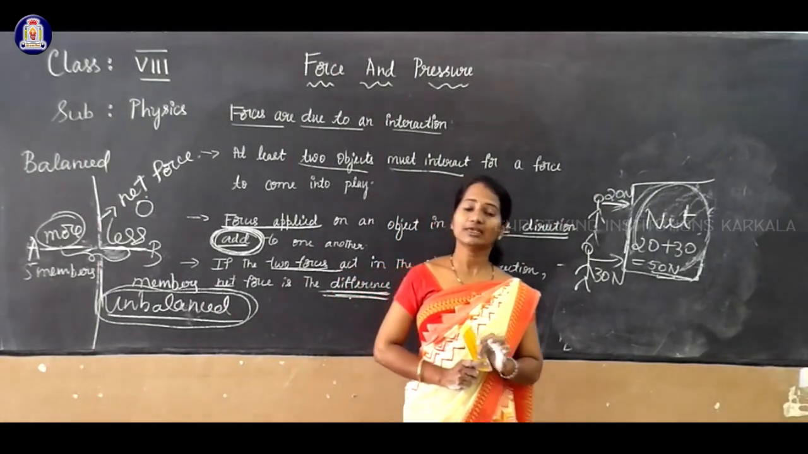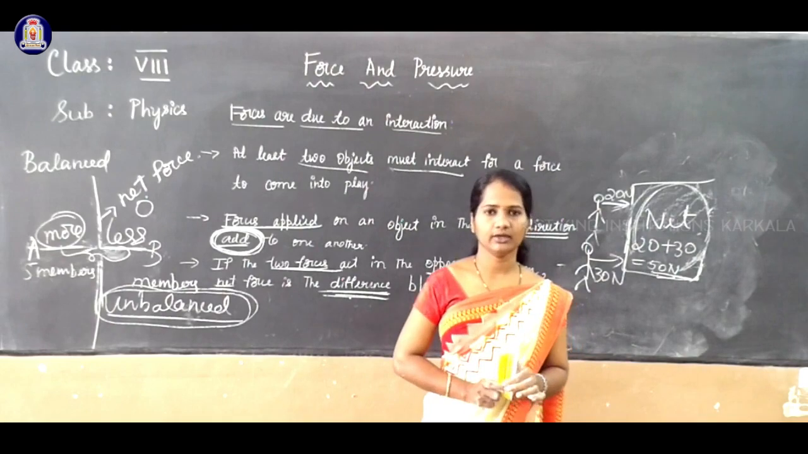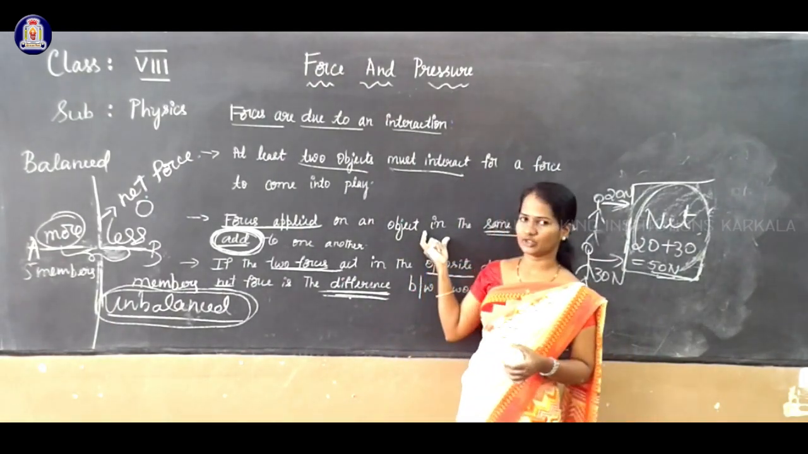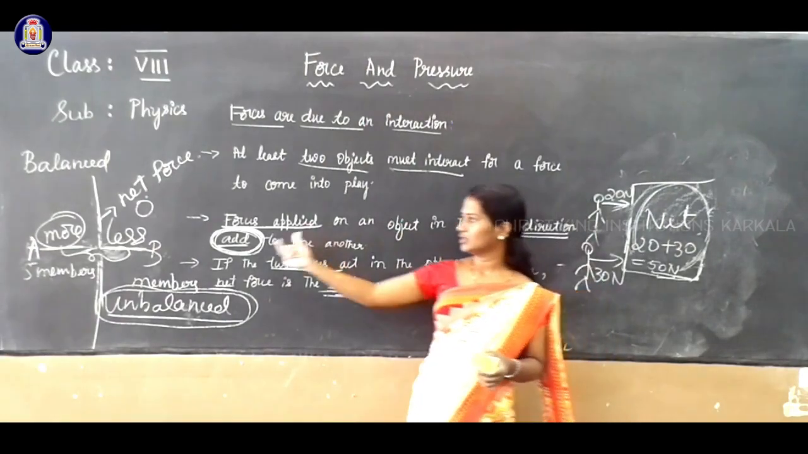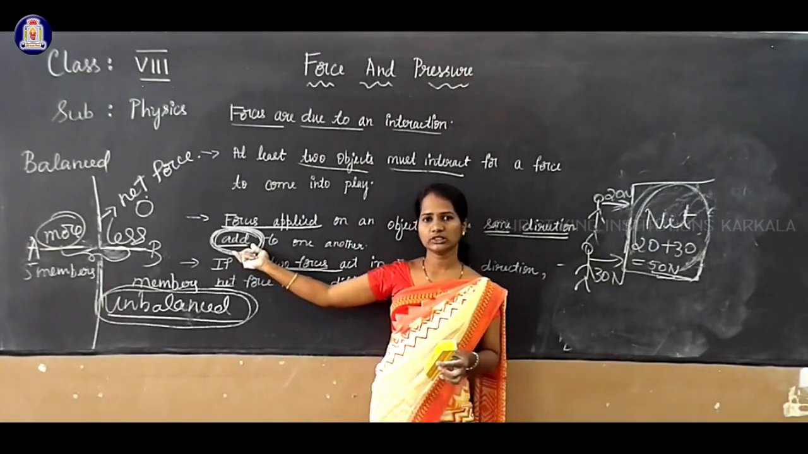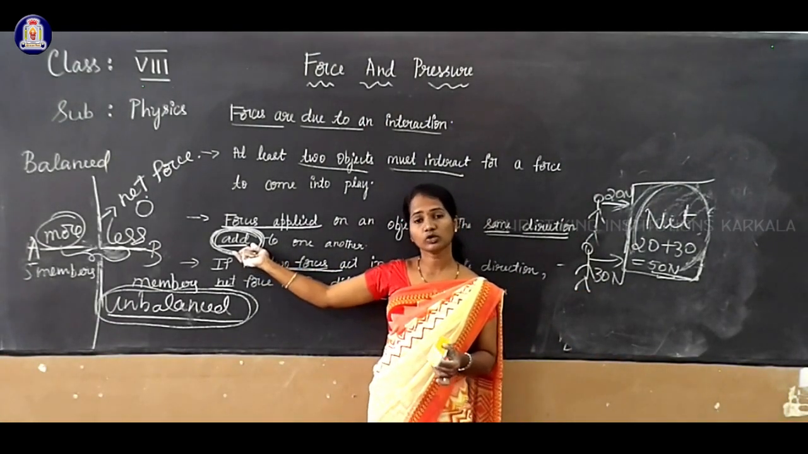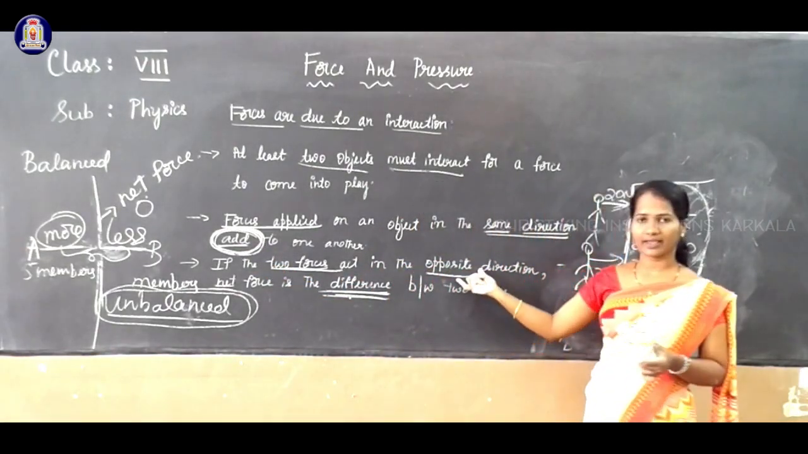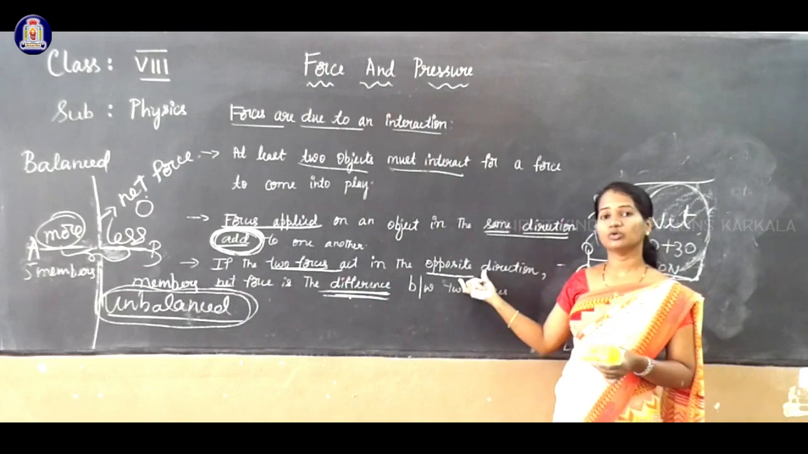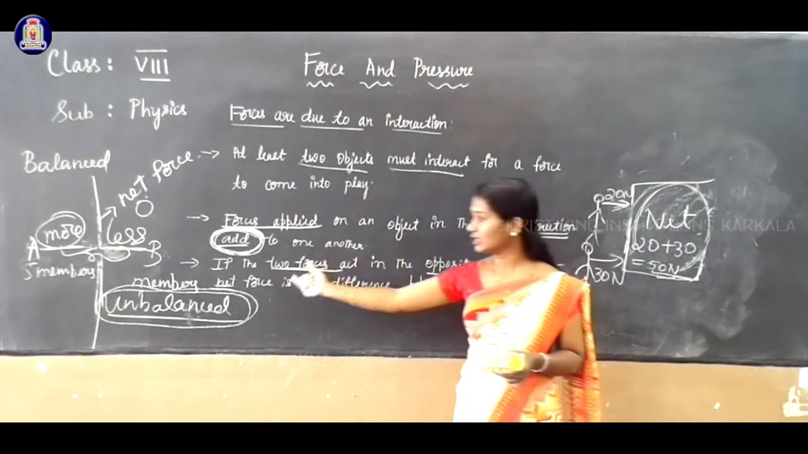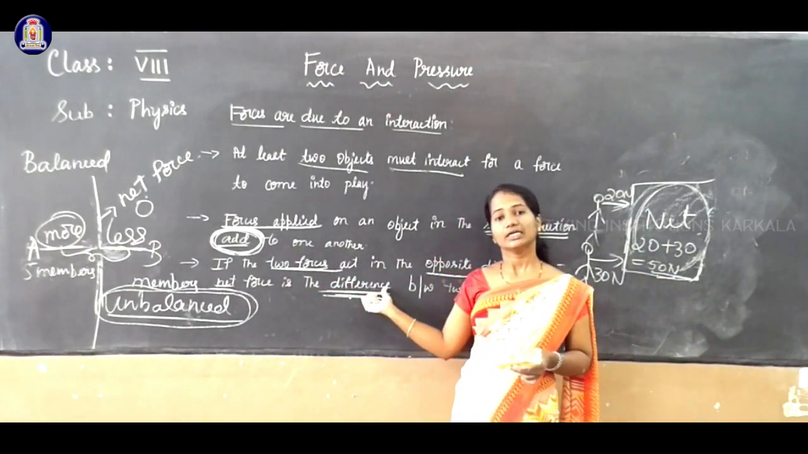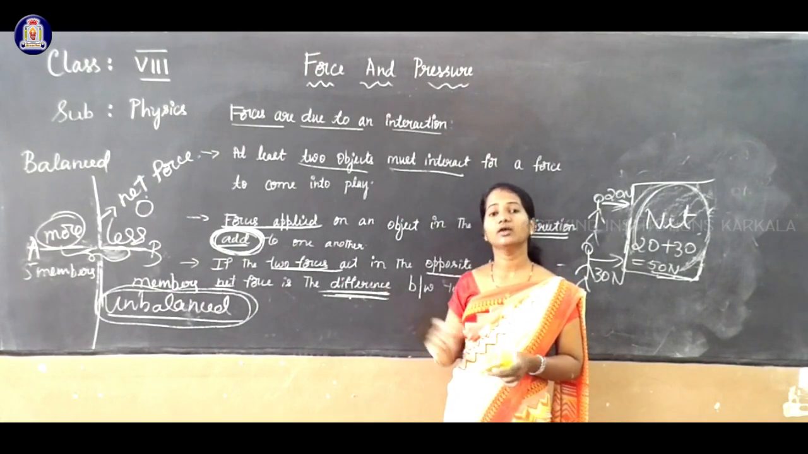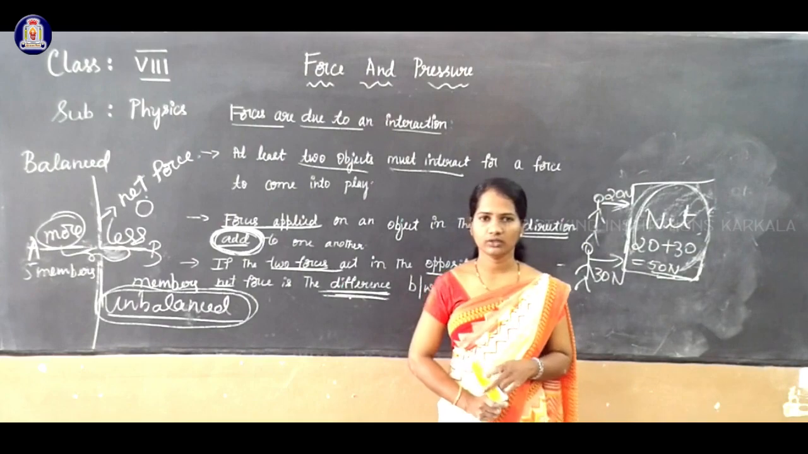So here the net force can be calculated. If a number of forces are acting in the same direction, we have to add the forces so that we can get the total force. If the forces are acting in the opposite direction, then we have to find the difference between the individual forces so that we can get the total force acting on the object.